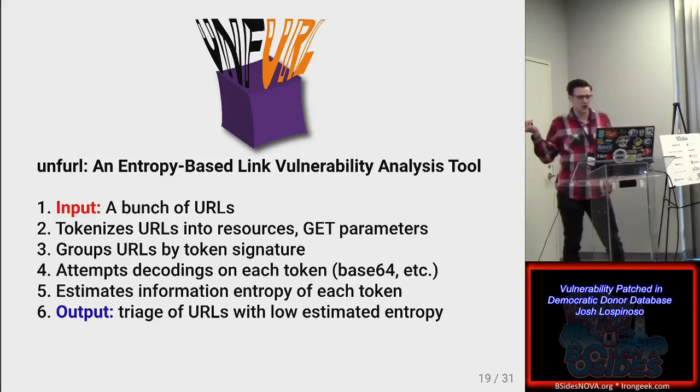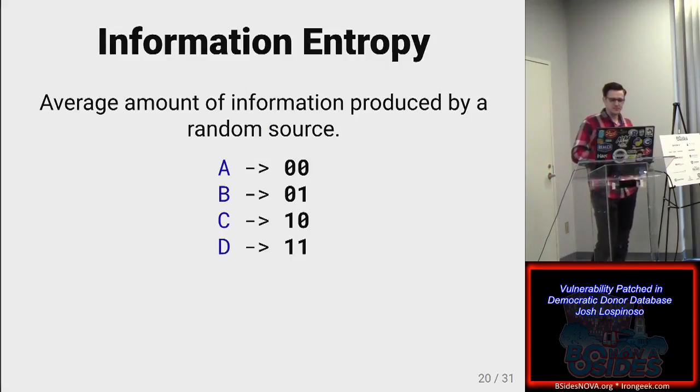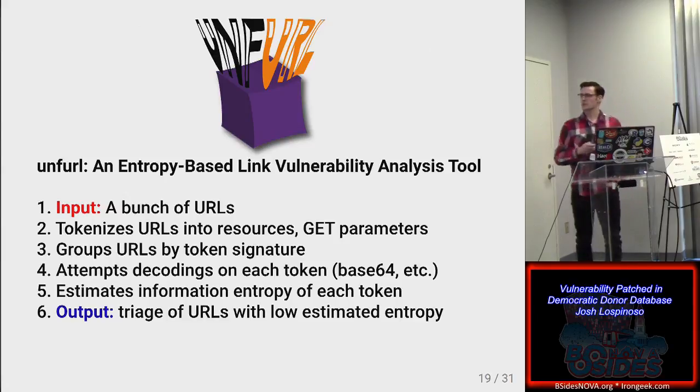And then we'll estimate something called the information entropy of each of the tokens. And then the big idea is we'll triage the URLs that have really low entropy, because those are the ones that we might be able to spoof, right? So what does that mean?